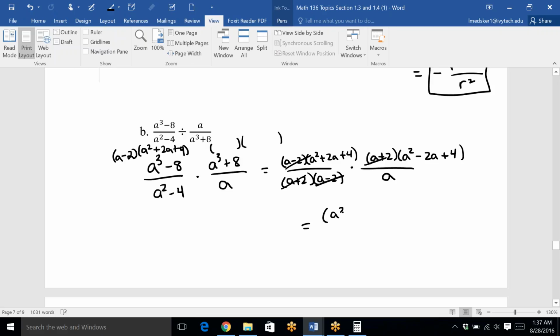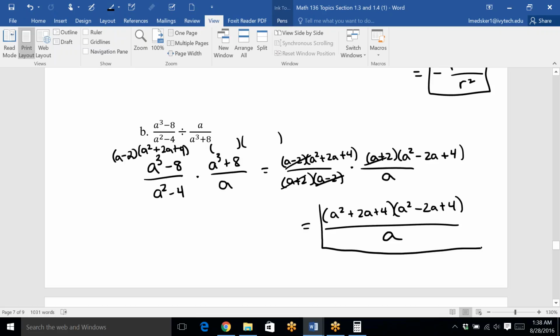So we have this nasty trinomial times trinomial on top, and both of those are non-factorable. The perfect cube formula always gives you a non-factorable trinomial, and then over a. So this will be our final answer. You do not need to FOIL all that out. We leave it in factored form. So that would be it.